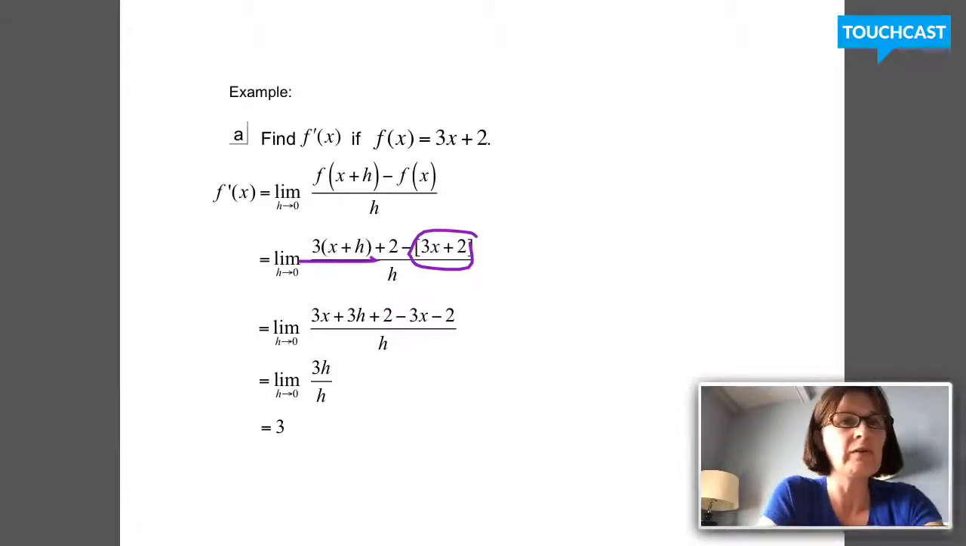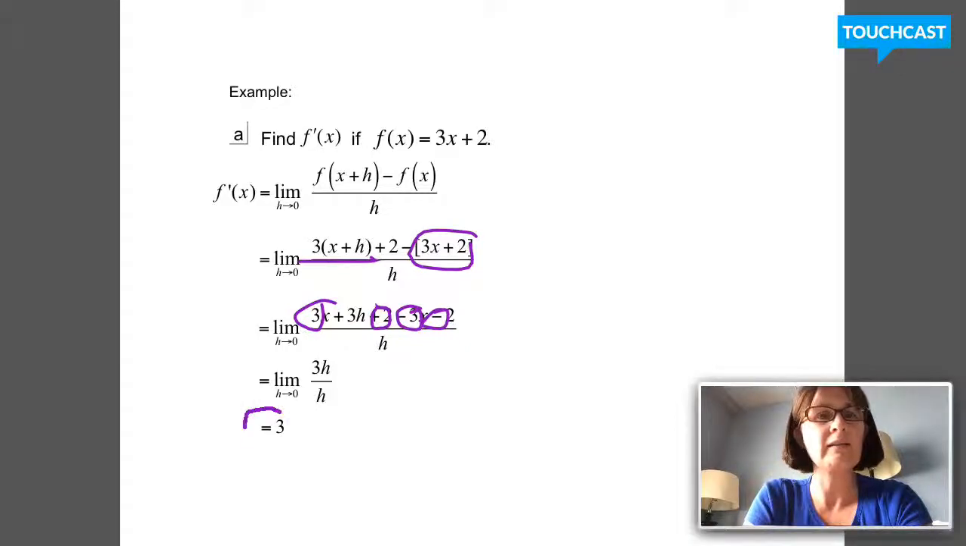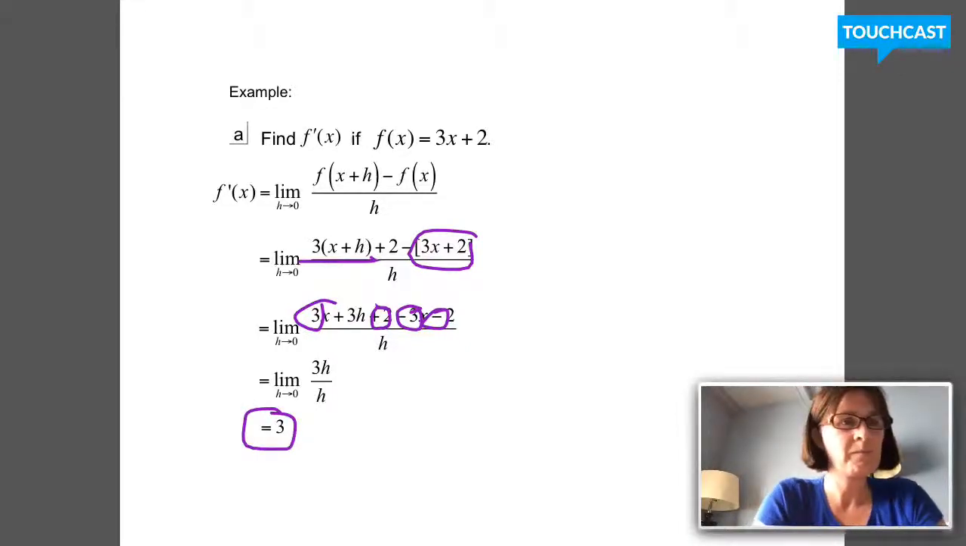So I can just distribute and do some canceling. This 3x and this 2 cancel with that 3x and that 2. I end up with 3h over h. I can cancel the h's. Then it's safe to plug in 0 for h, and I just get the limit is 3.